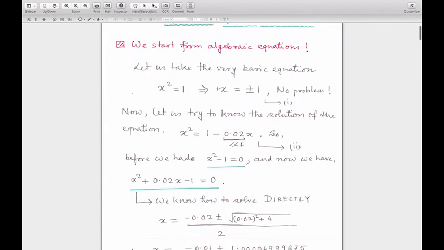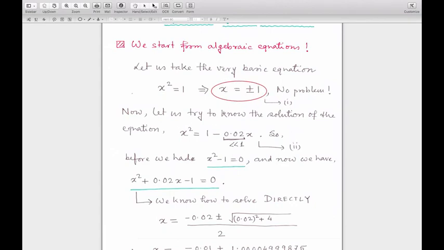Now let us first have a look at this equation. x squared is equal to 1. Some of you would say that I will solve this equation just by taking the square root of 1 and saying that it is plus minus 1, and then some of you will say that I will just take this 1 to the left hand side and factorize it. x squared minus 1 is equal to 0, so (x plus 1) into (x minus 1) will be equal to 0, then x can be plus 1 or minus 1. Up to this we don't have any problem to solve it exactly.